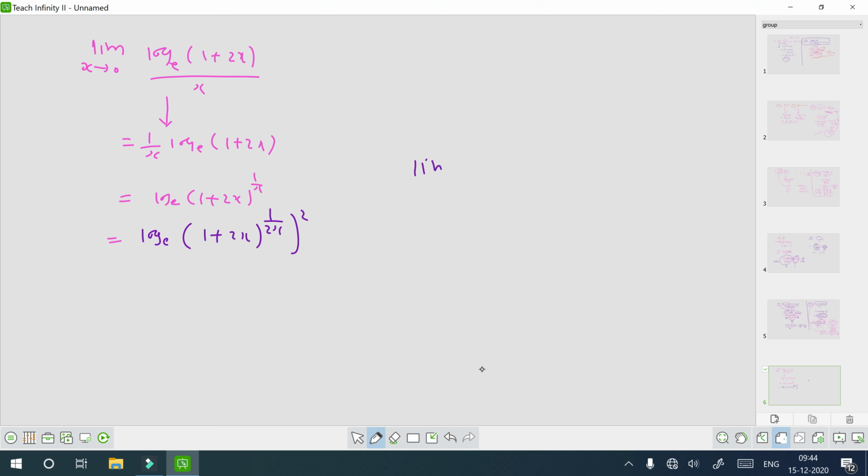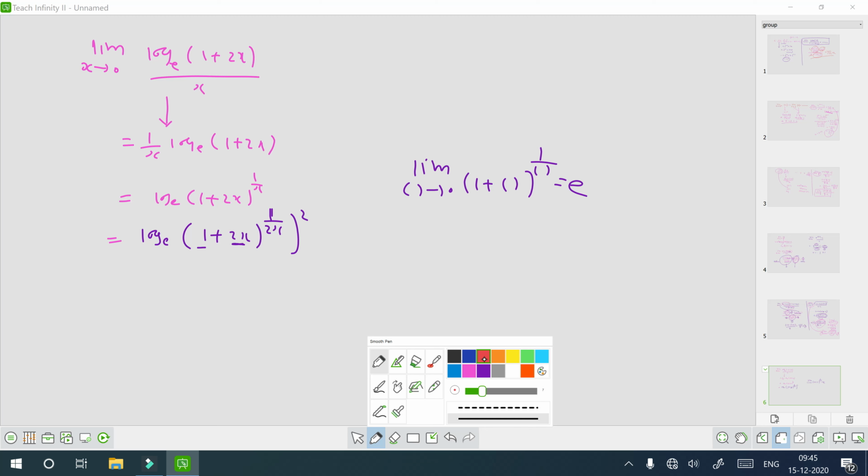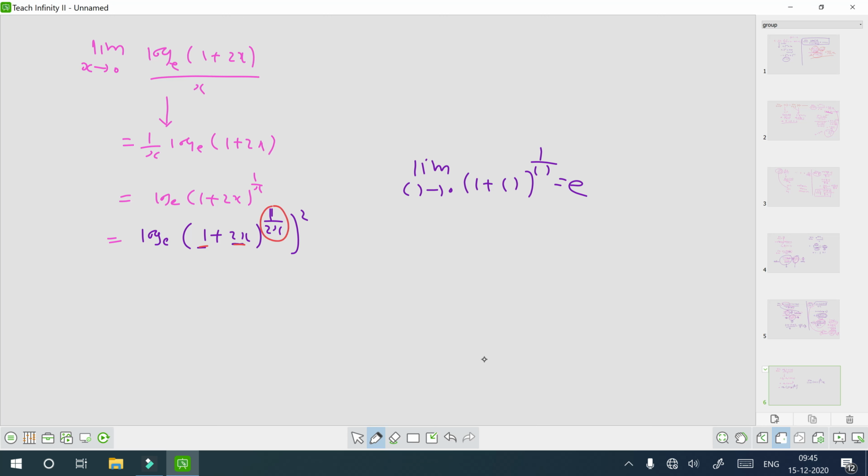Because we have a standard form: limit of some function tending to 0, (1 plus some function) raised to 1 by that same function, comes out as e. This is the standard form. Here 1 plus 2x is there, so we need 1 by 2x. 1 by x is already here, so multiplied and divided by 2, it comes out e squared. Now that is equal to log e. According to this formula, this comes out e whole square, that is log e base e squared, that is 2 log e base e, and that comes out 2.